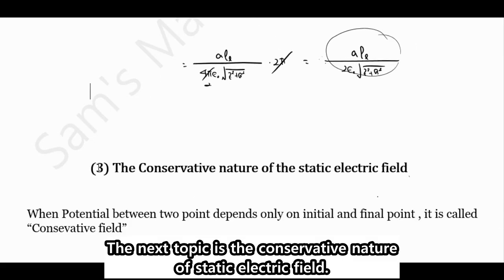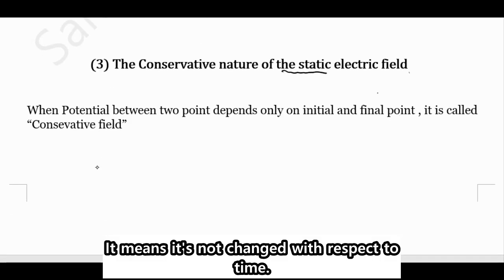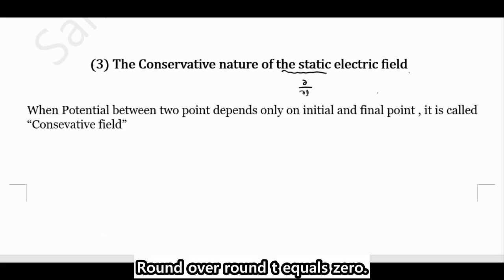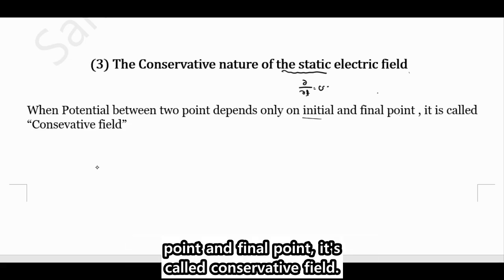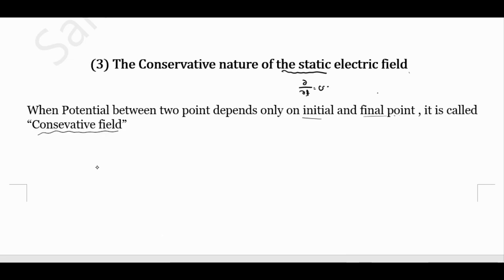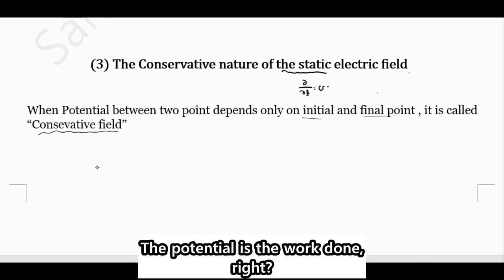The next topic is the conservative nature of static electric field. Static means it is not related to time. It means it does not change with respect to time, partial derivative with respect to t equals 0. So when the potential between 2 points depends only on the initial point and final point, it's called a conservative field. We need to bring back our memory of what potential is. The potential is the work done, right?